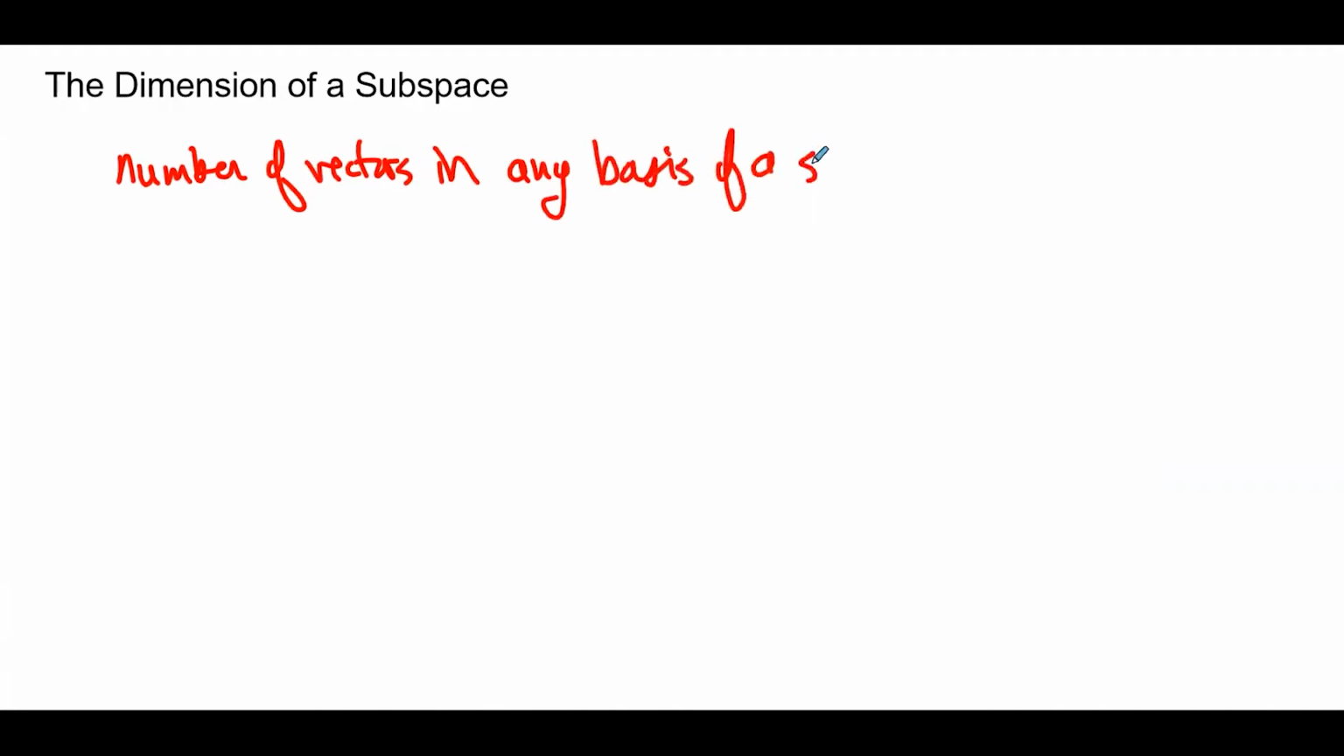What's the dimension of a subspace? It is the number of vectors in any basis of a subspace.